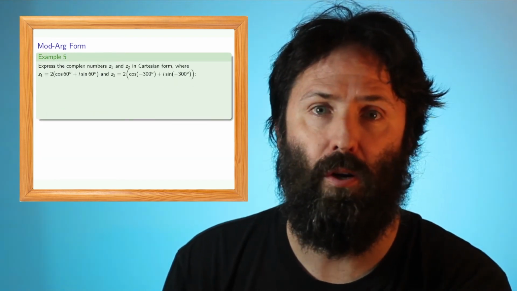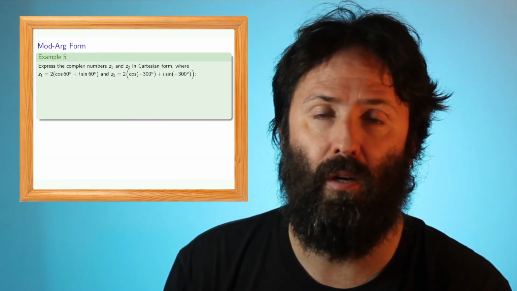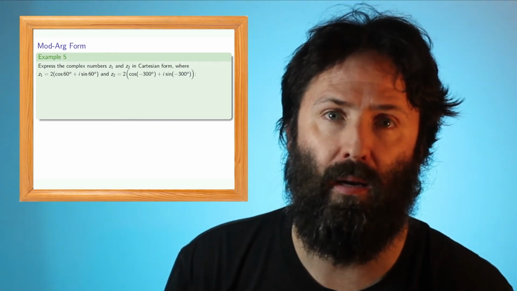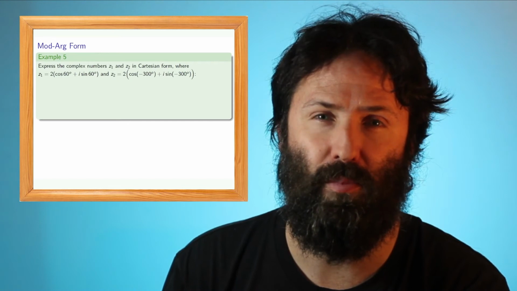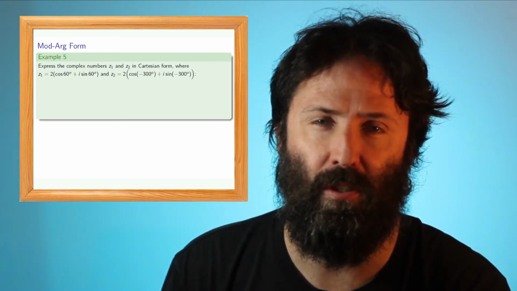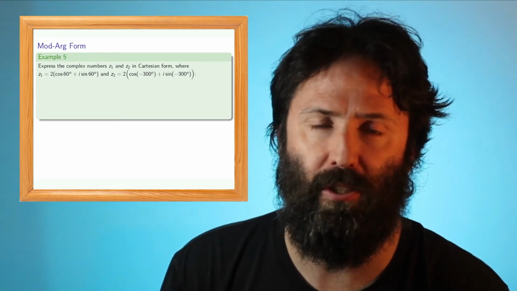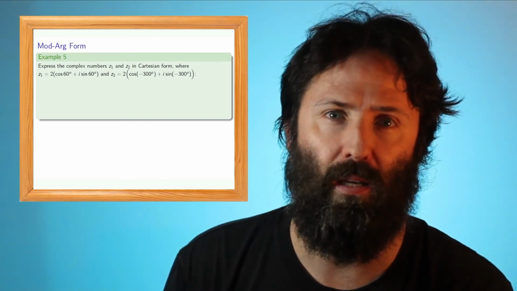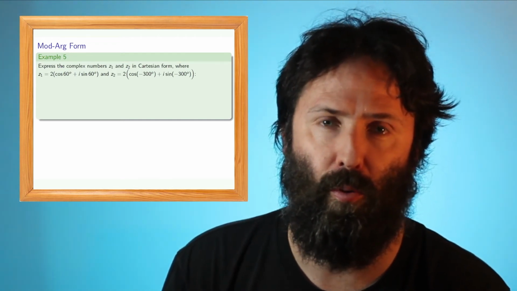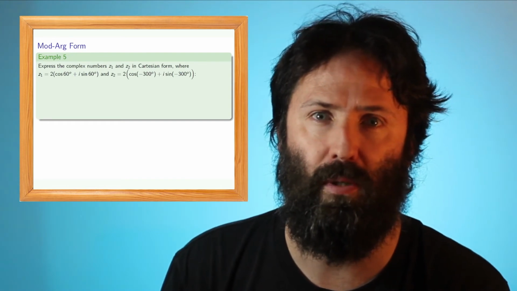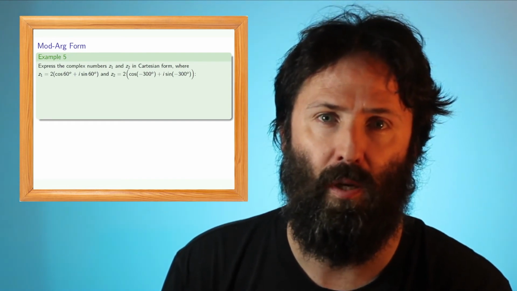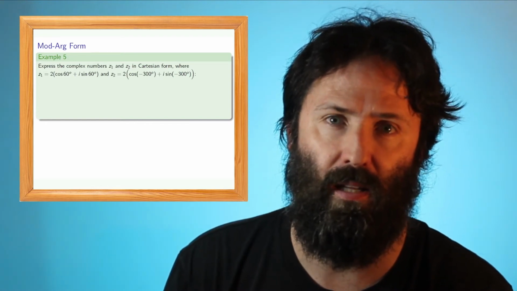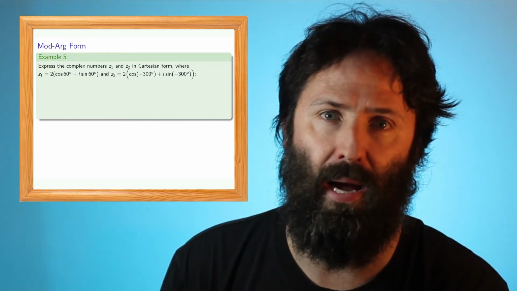All right, so another example. This time we're going to work backwards. We're going to start in mod arg form, and we're going to get back to Cartesian form. So this is important. Often in questions, and I've hinted, multiplication and division questions, mod arg form is going to be useful. So we'll probably get given the initial question about a multiplication with the two complex numbers in Cartesian form. We'll have to convert them to mod arg form to do the calculation, and then at the end, convert the answer back to Cartesian form.